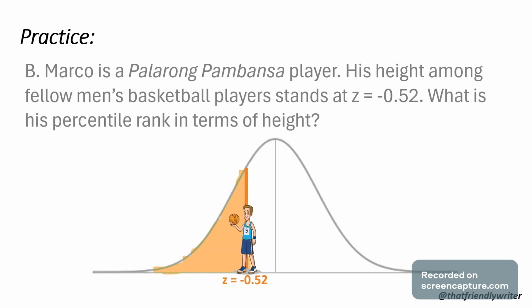Also, a problem solving for you to work on. Marco is a palarong pambansa player. His height among fellow men's basketball players stands at z equals negative 0.52. What is his percentile rank in terms of height?